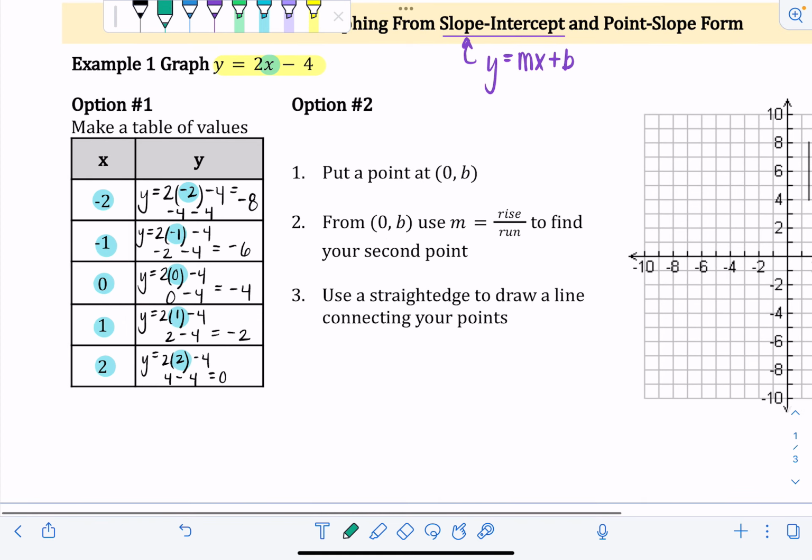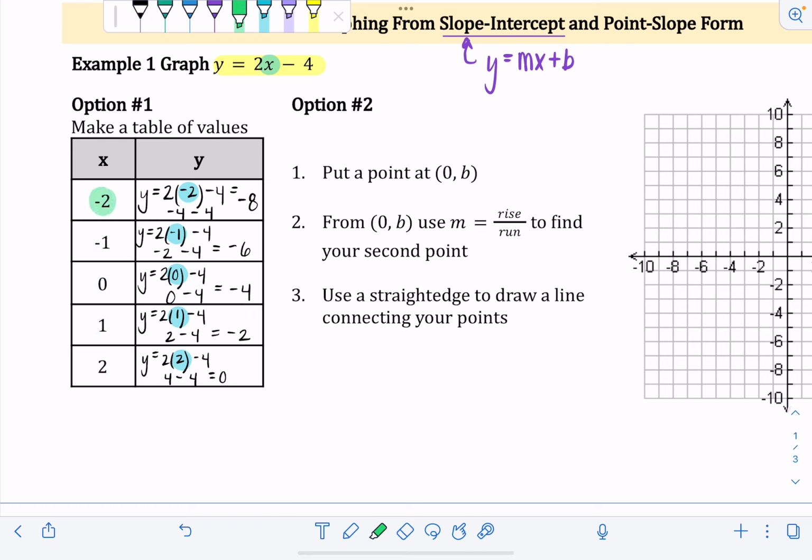So now I have a bunch of points. I'm just going to list them. I'm not going to graph them yet, and I'll explain why after. Each of these y values goes with the x value that we plugged in to find it. So this is -2, -8. And then -1, -6, and then 0, -4, and then 1, -2, and then 2, 0.